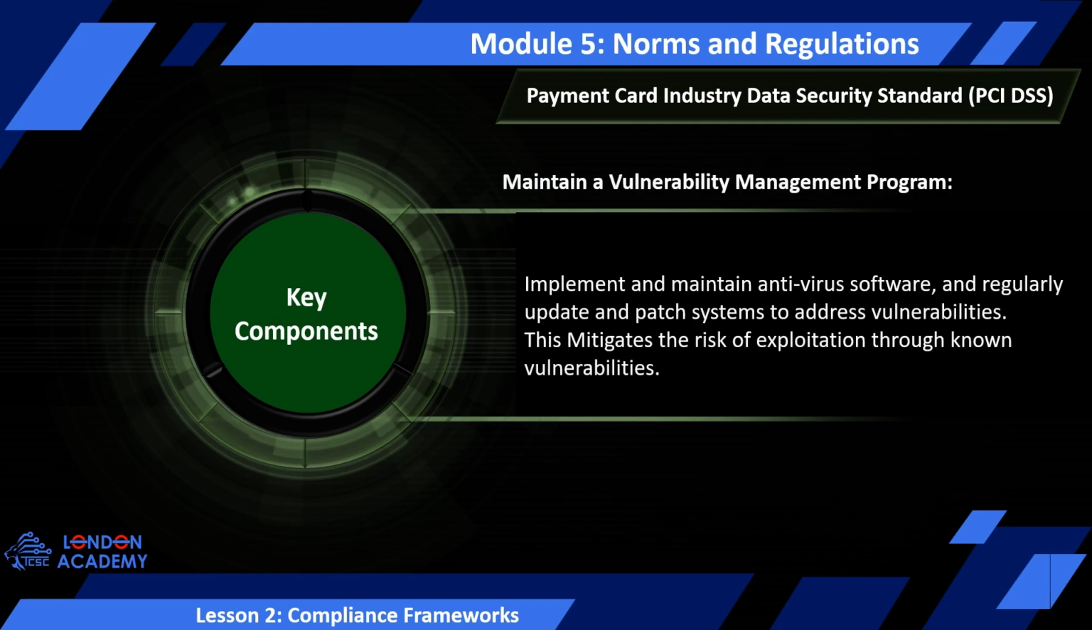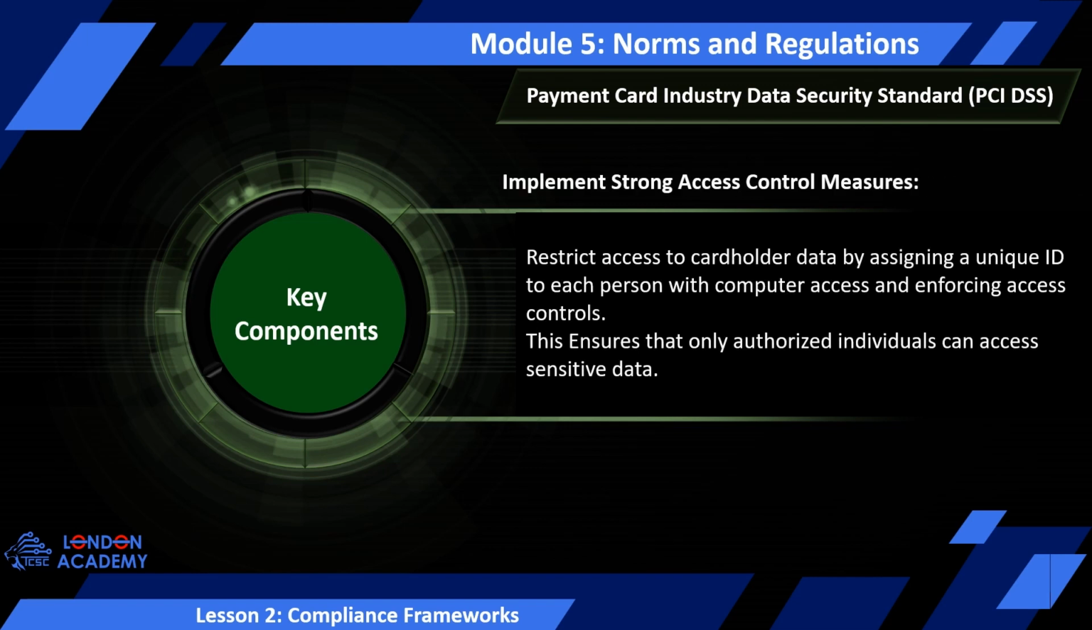Maintain a vulnerability management program. Implement and maintain antivirus software, and regularly update and patch systems to address vulnerabilities. This mitigates the risk of exploitation through known vulnerabilities. Implement strong access control measures. Restrict access to cardholder data by assigning a unique ID to each person with computer access and enforcing access controls. This ensures that only authorized individuals can access sensitive data.